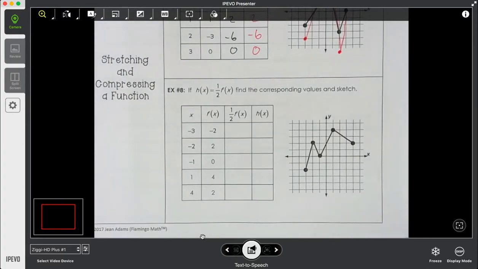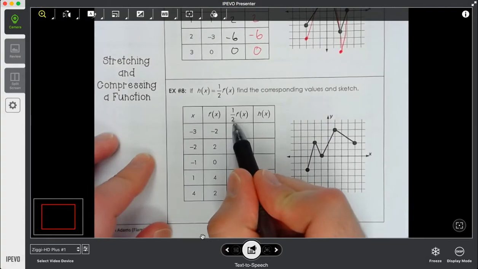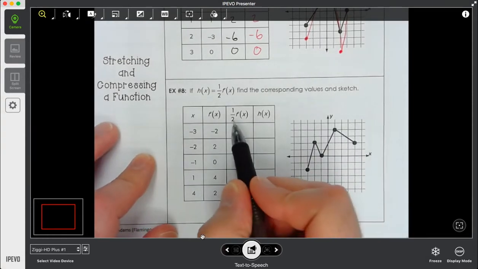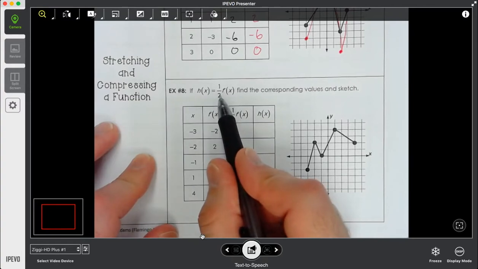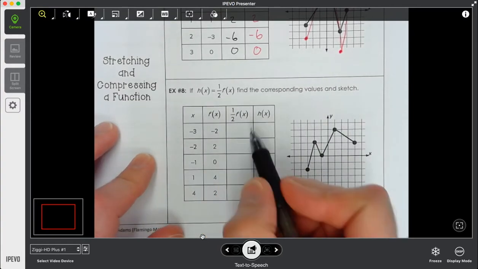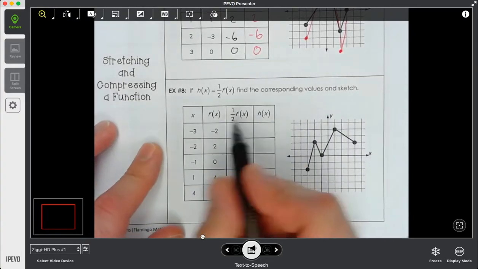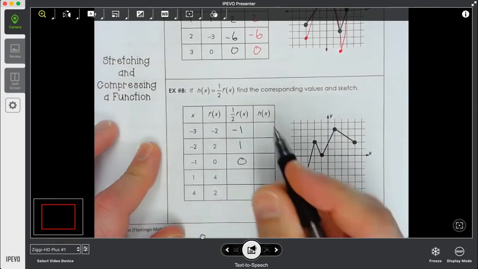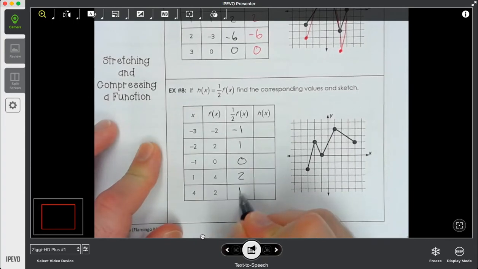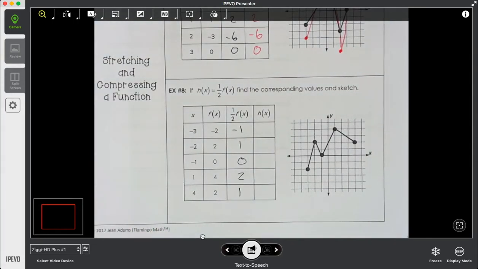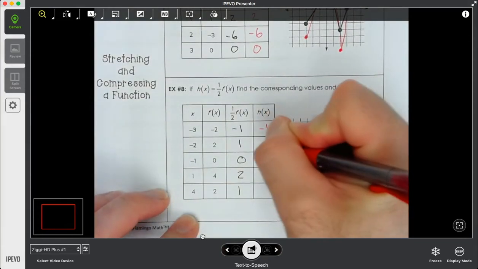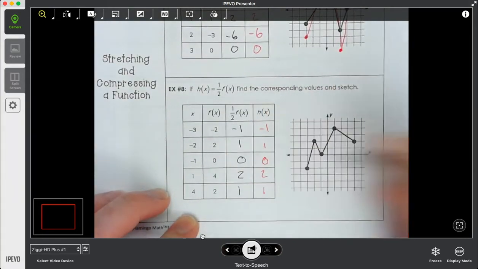Example 8 is similar, except it's a compression because our value out front is a fraction. So again, we're going to do it the same way. We're going to say h of x equals half of f. We're first going to figure out half of f. So -2 times 1/2 is -1. 2 times 1/2 is 1. 0 times 1/2 is 0. 4 times 1/2 is 2. And 2 times 1/2 is 1. And since h of x equals 1/2 f of x, we can just copy those values into our next column.